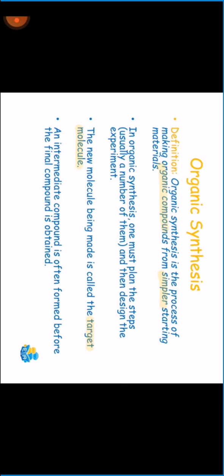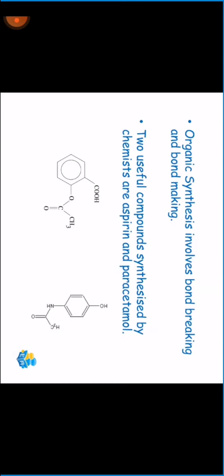Often in organic synthesis, an intermediate is formed, and this is usually before the final compound is obtained. It's important to know that organic synthesis involves bond breaking and bond making. And two useful compounds that are synthesized by chemists are aspirin, which is here on the left, and paracetamol, which is here on the right. So to show organic synthesis, we are going to discuss the synthesis of PVC, which is polyvinyl chloride.